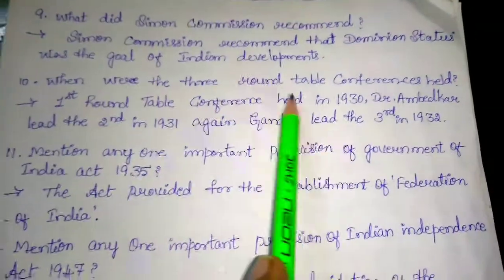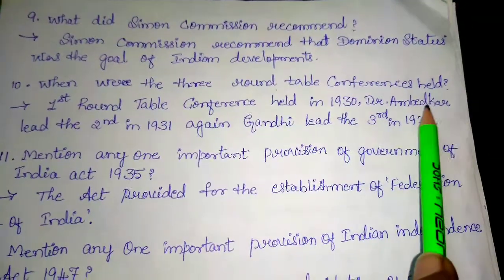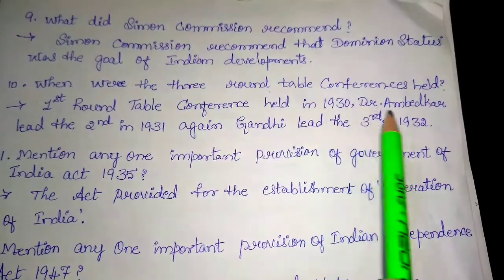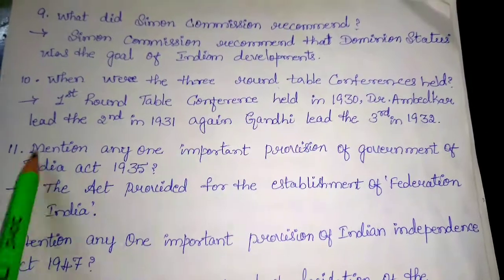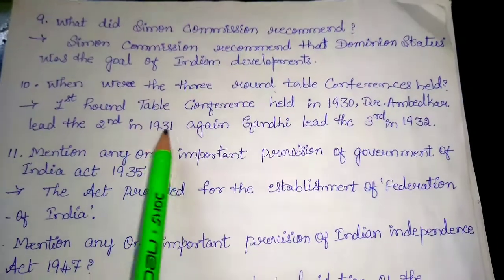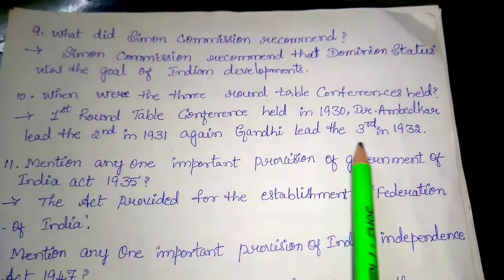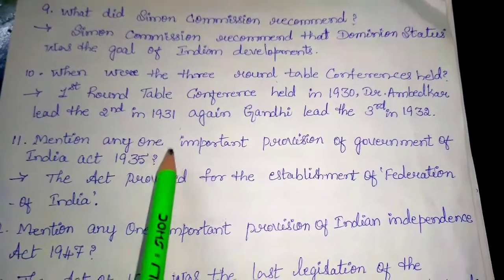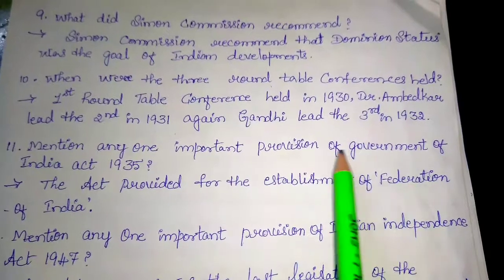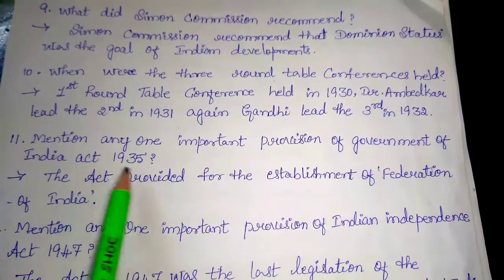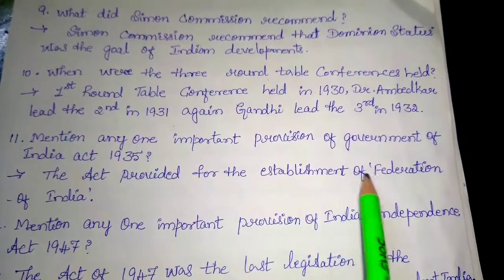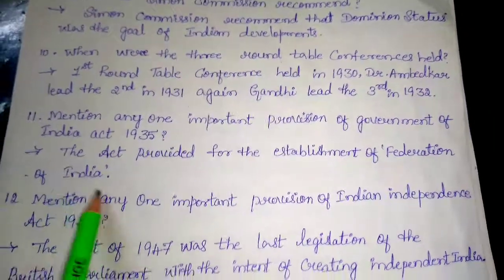When were the three Round Table Conferences held? The first Round Table Conference was held in 1930. Dr. Ambedkar attended the second in 1931. Gandhi led the third in 1932. Mention any two important provisions of the Government of India Act 1935. The Act provided for the establishment of federalism in India.